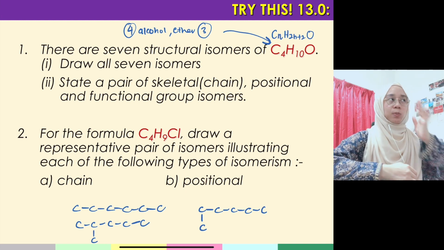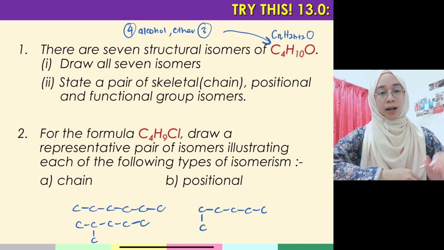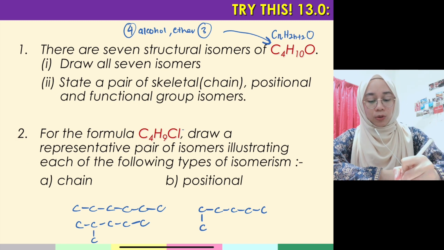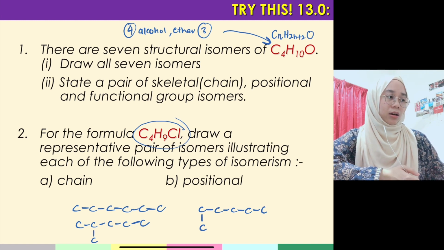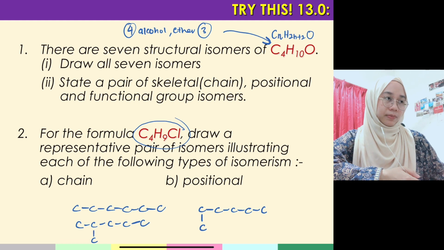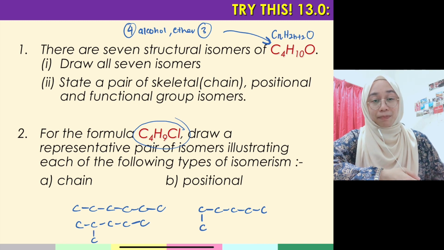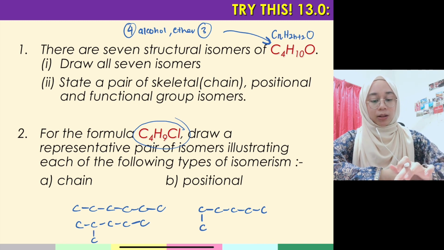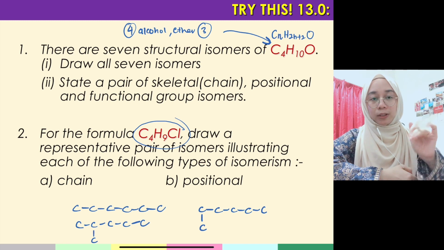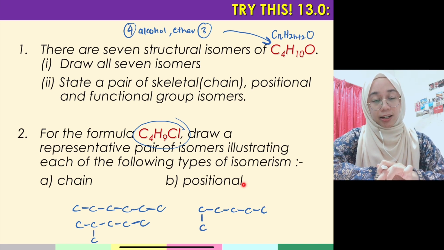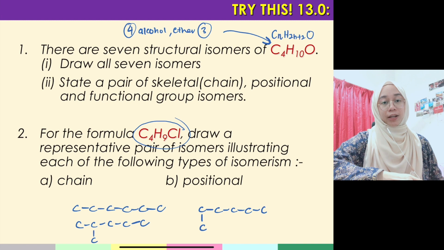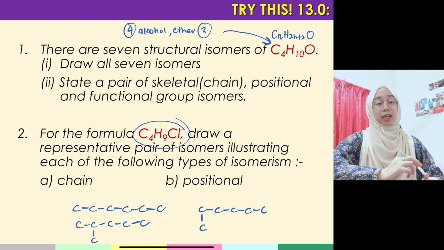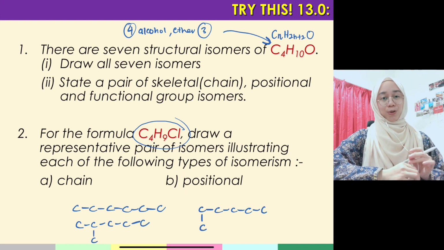Miss's suggestion for number 2 is to first draw all the isomers you can for C4H9Cl. How many isomers are there? 1, 2, 3, 4. There are 4 in total. Once you have drawn all 4, find which ones can be a pair for chain and which can be a pair for positional. That is all. Don't forget to submit your try this question into your GC. Thank you. Assalamualaikum.